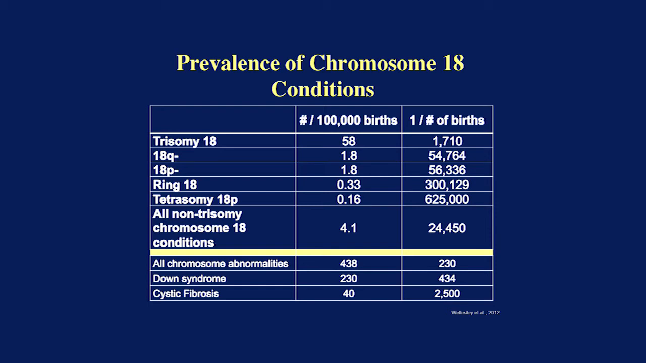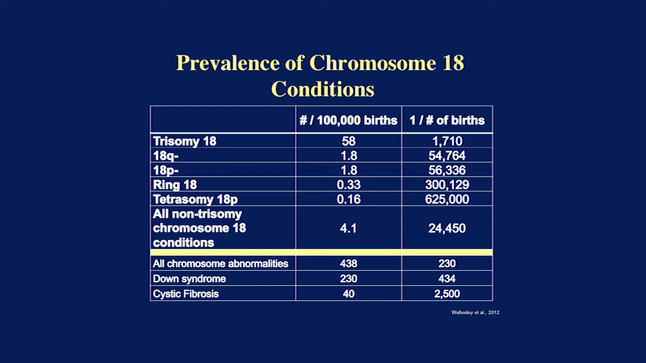But again, these numbers are derived from medical records, and some individuals may be undiagnosed. The right way to get these numbers would be to do a chromosome analysis on a very large number of consecutive births, say 100,000 or 1,000,000, but that's cost prohibitive at this time.